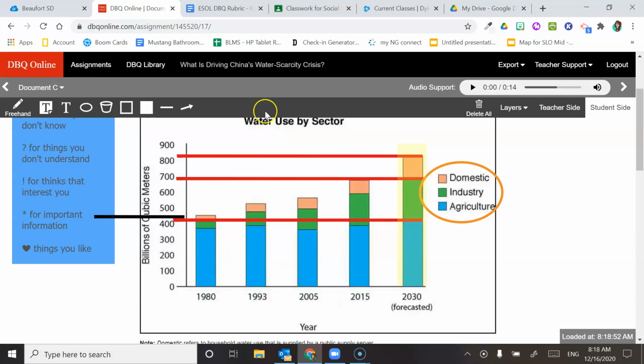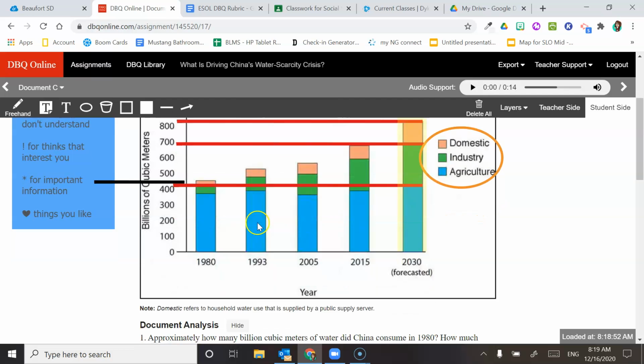If you look at this, it's water use by sector, and what they mean by sector is area or region, a division. So we've got three sectors here: domestic, industry, and agriculture. The blue bar is agriculture, the green bar is industry, the orange bar is domestic. You're going to see that the green bar is growing throughout the years. The orange bar is growing throughout the years. The blue bar goes back and forth. Sometimes it shrinks, sometimes it grows.